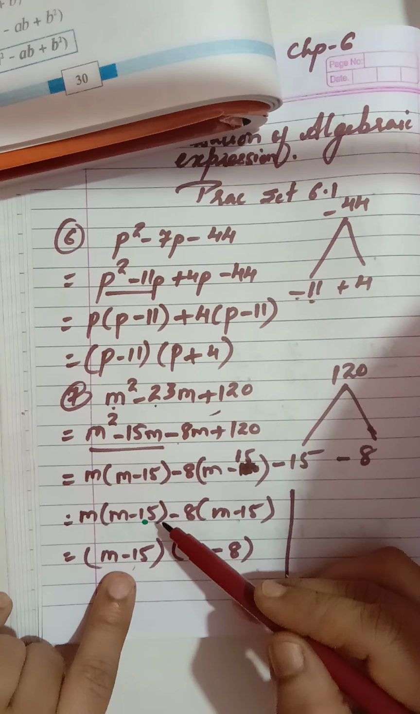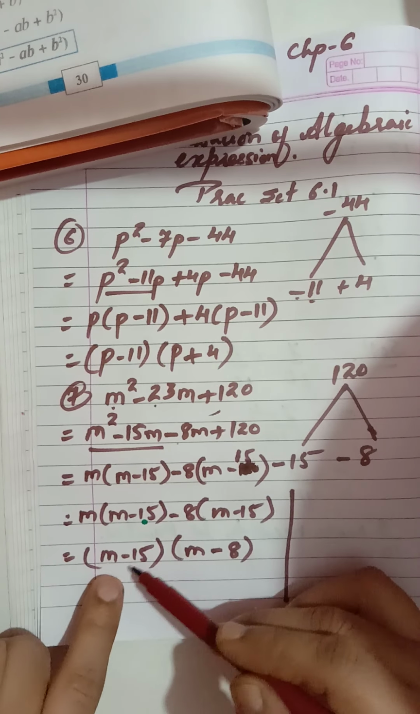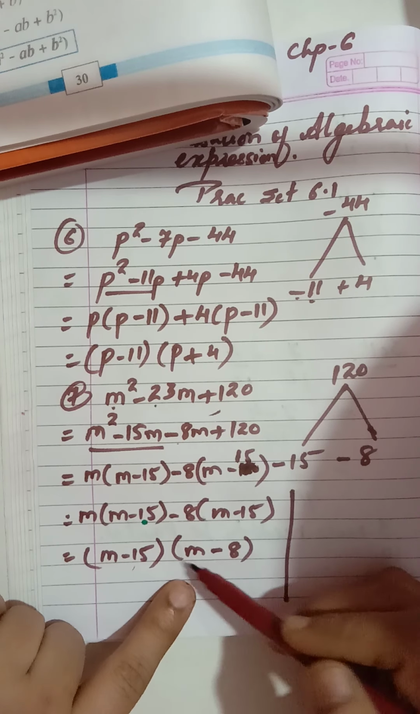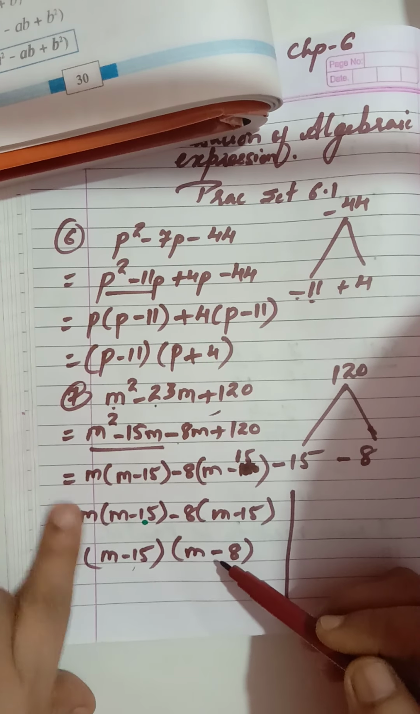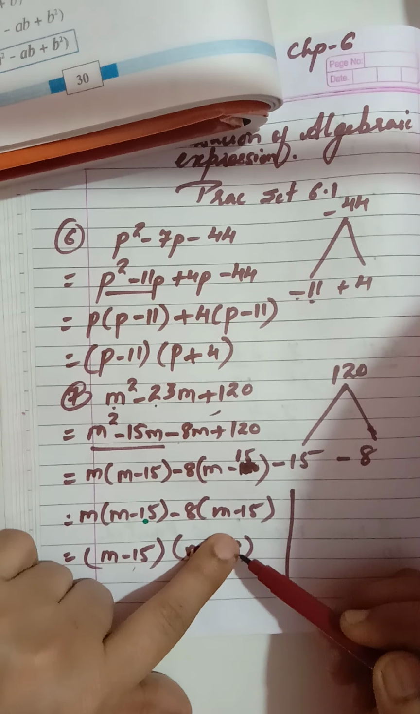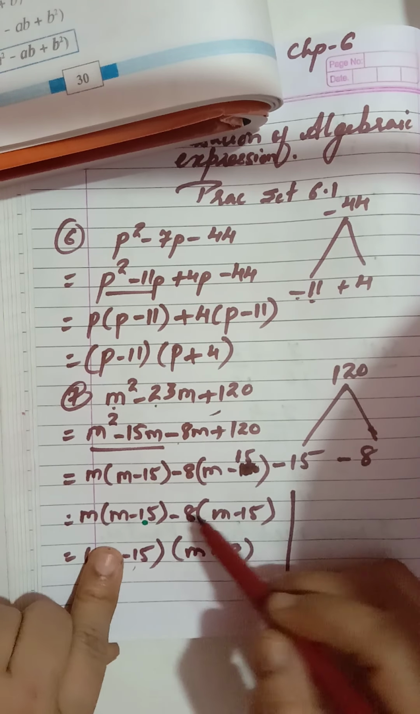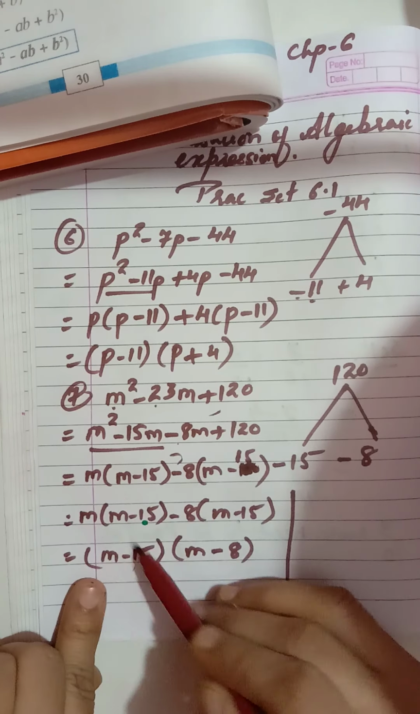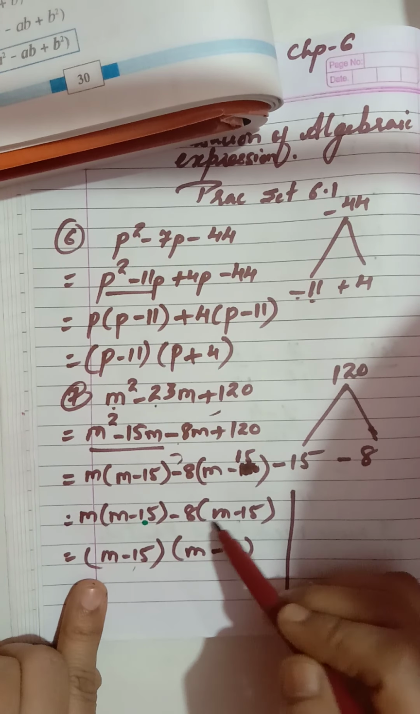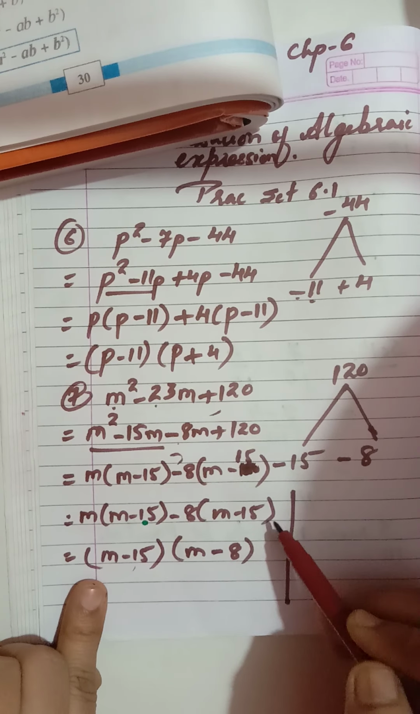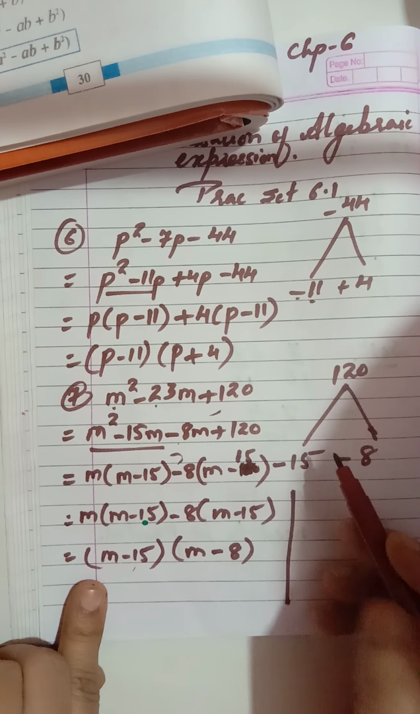Now remember, in binomial what we are doing, we are splitting any one bracket. So here we are splitting the second bracket, m into m minus 15, minus 8 into m minus 8. See, the steps are going in reverse, right? Then we are multiplying m into m square minus 15m, minus 15m, then minus 8m. So this is just going in reverse.